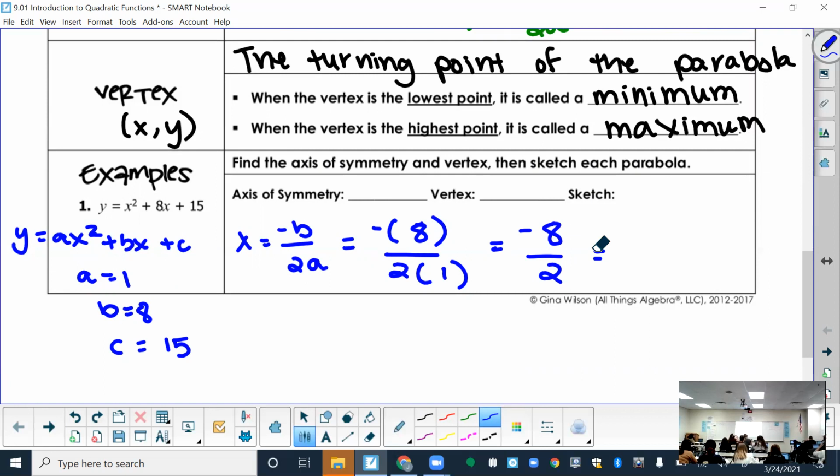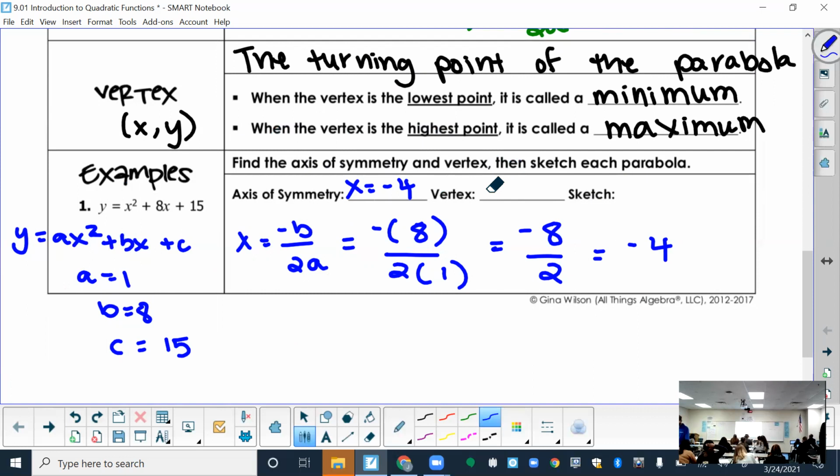So -4 is what we get for our axis of symmetry. And you always write it as x equals, because it's a line. So it's going to be x equals -4. All right, questions about how we solve that algebraically? All right, now let's talk about the vertex, how to solve that algebraically.